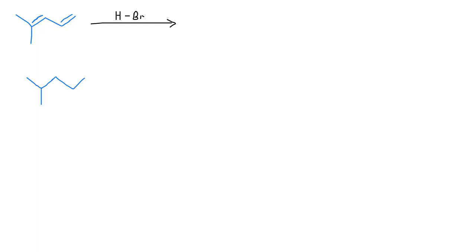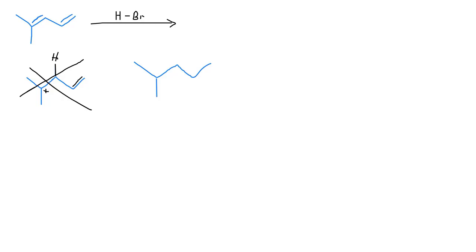Hydrogen is not going to add to the position that prevents resonance. So you're not going to get hydrogen adding here, because if it added here, that's locked. That double bond can no longer resonate. This is not going to happen, even though it would give you a tertiary carbocation. So hydrogen has no choice but to add to one of the other positions, the ones that allow for resonance.